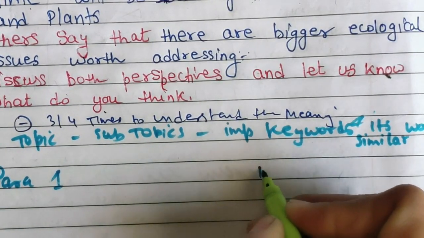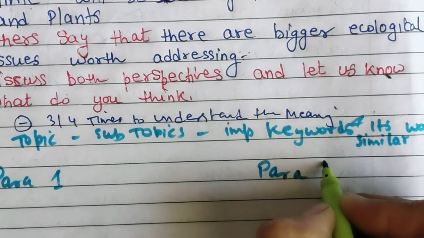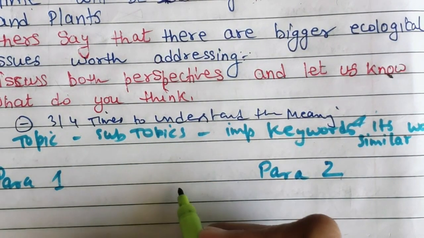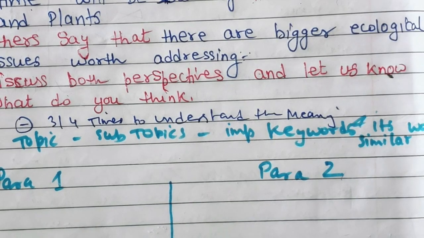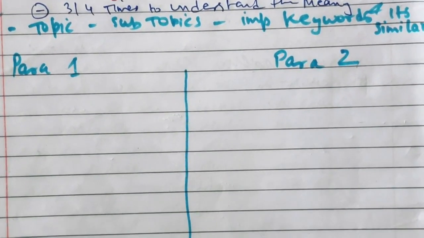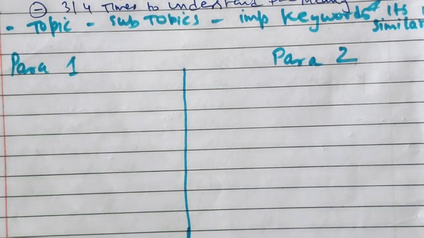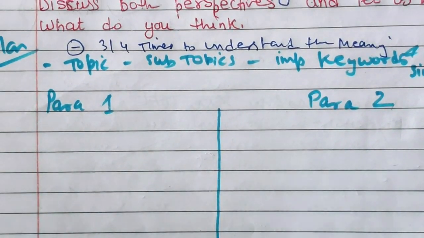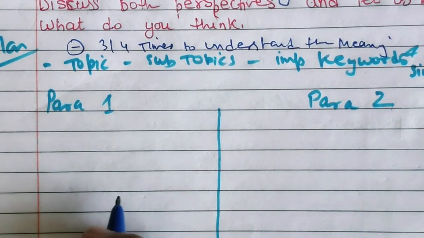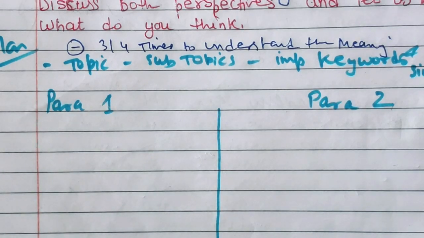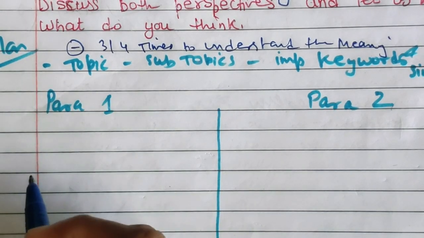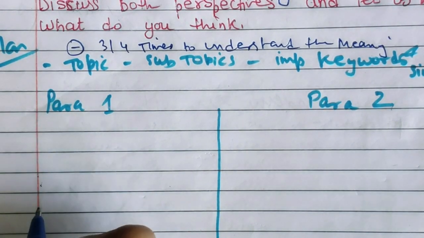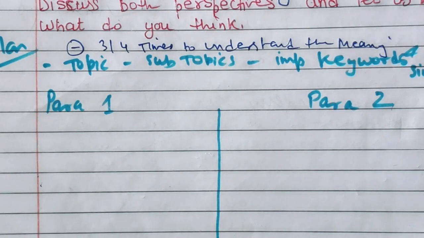So now let's plan the paragraphs, paragraph 1 and paragraph 2, what we are going to write. In rough, you will be doing this. You have to plan your essay. You will be provided with space on the question paper to plan your essay. In the first 8-9 minutes you will be planning. If you have roughly planned your essay, of course your essay will be in good shape.